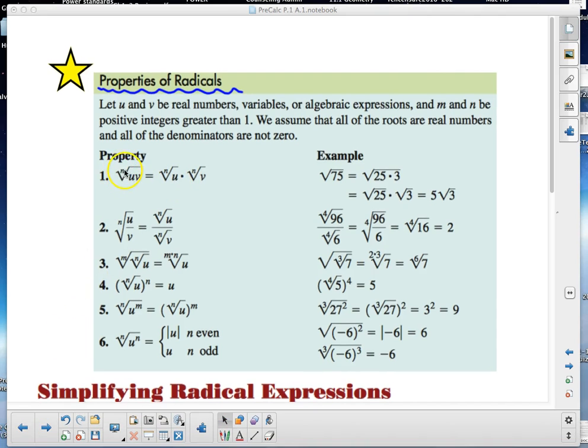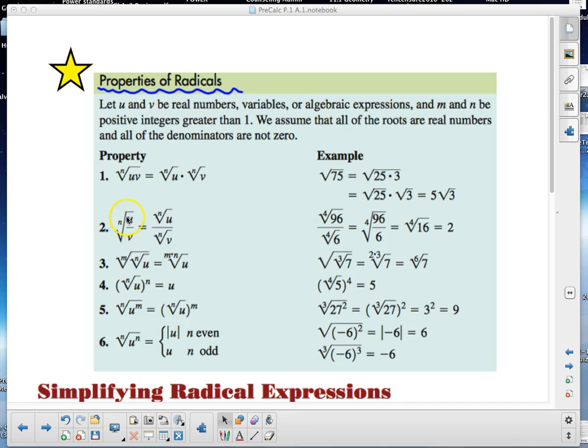And I can break up this radical, so if two things are multiplied together underneath the radical, I can split this radical into 2 other radicals multiplied together with the same index, with the different radicands, u and v. And we can do that with the square root of 75: the square root of 25 times the square root of 3. I can use this to help me reduce the value.